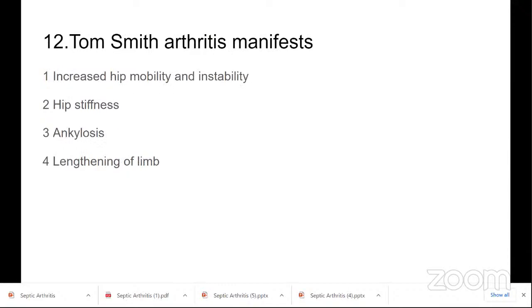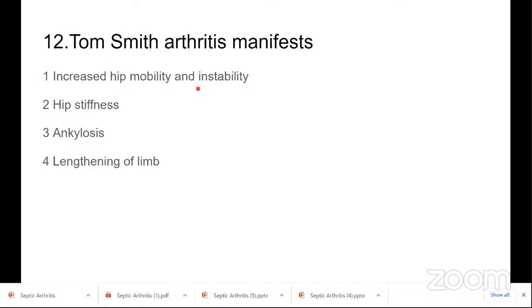Okay. Tom Smith arthritis manifests. This is a very interesting question. How does it manifest? Second, hip stiffness. Right. No, you are wrong. Okay, anybody else? The answer is increased hip mobility and instability.